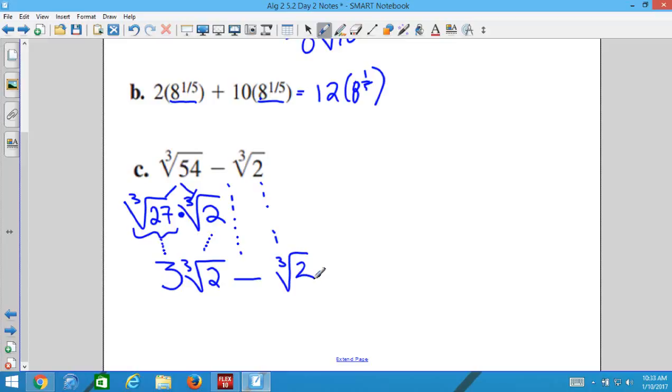And now we have the exact same cube root, the exact same number underneath it. So we just take how many we have: 3 of them, subtract how many of them? 1 of them. We have 2 of them total. 2 of what? 2 cube root 2's.